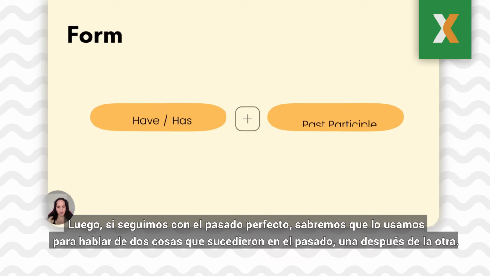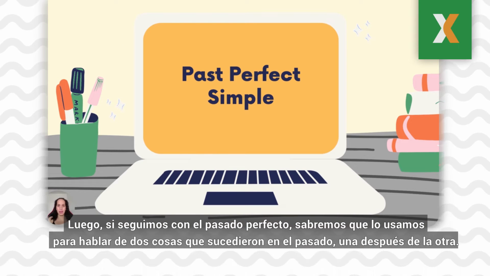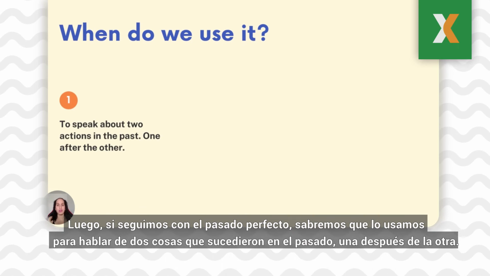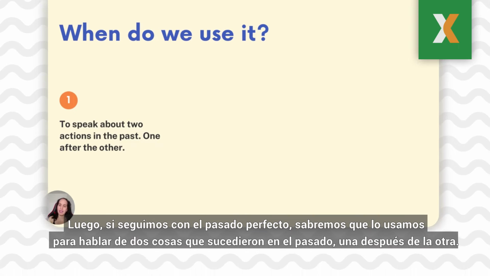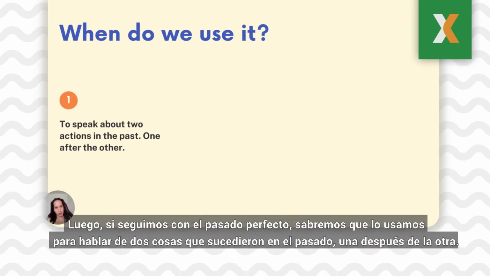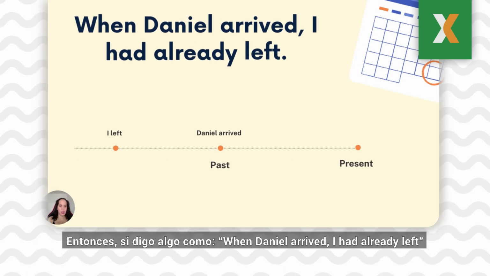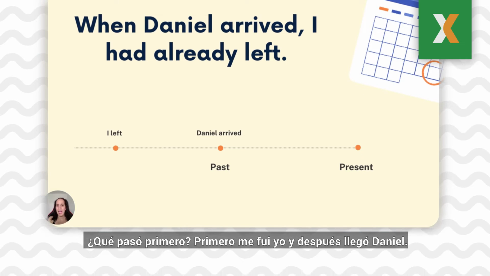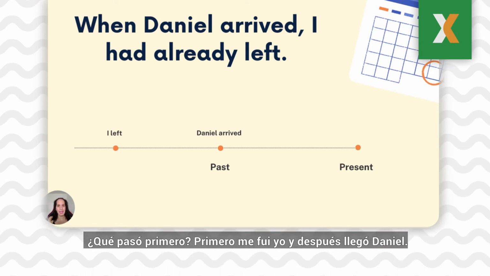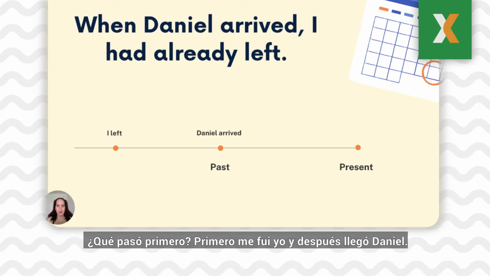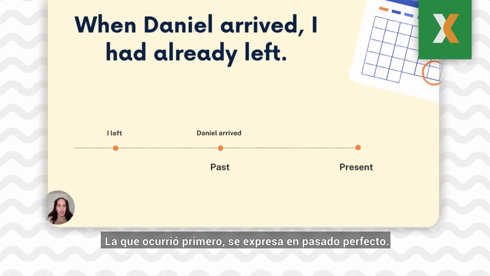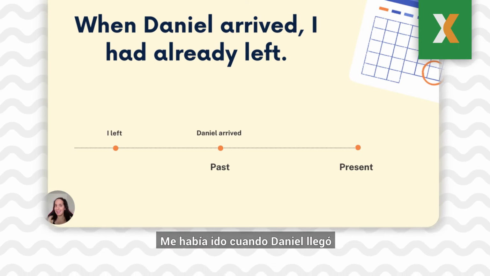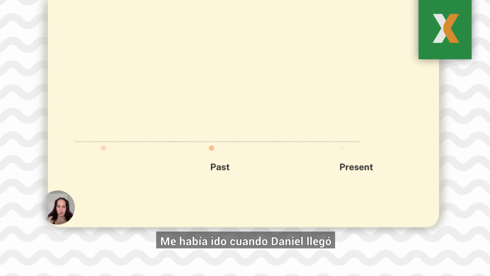You can see in my previous example, the subject you, the auxiliary have, contracted, then the main verb in past participle, cut. Then if we move to the past perfect, we use it to speak about 2 things that happened in the past, one after the other. So if I say something like, when Daniel arrived, I had already left. What happened first? I left, and then Daniel arrived. So the first action has to be expressed in past perfect. I had left when Daniel arrived.